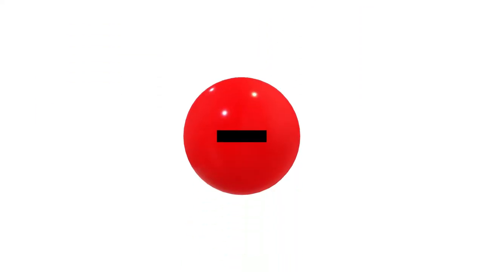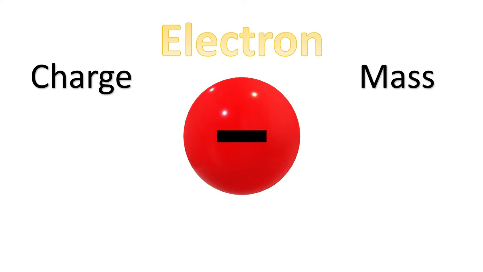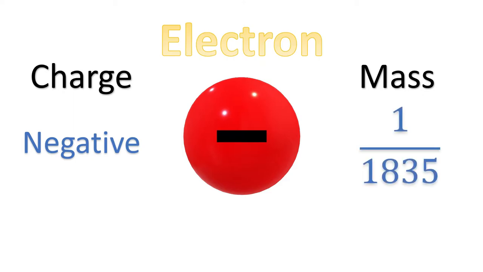On the screen now is an electron. Electrons have a charge of negative and a mass of nearly zero. They are the smallest part of an atom, so small they hardly exist at all. They orbit the atom on the outside. We'll have a look at that a bit closer soon.